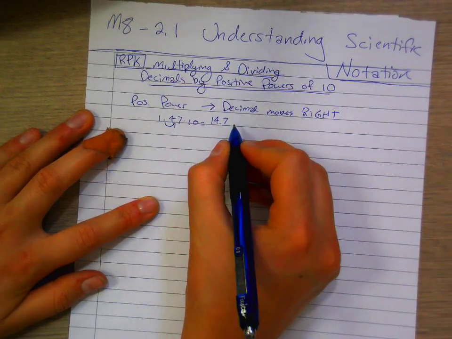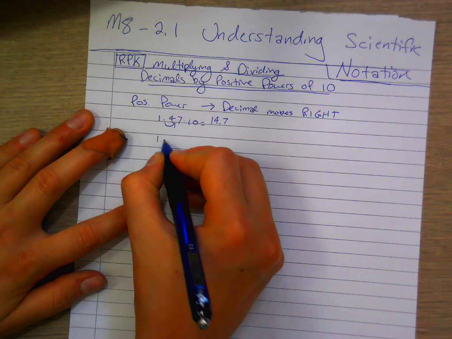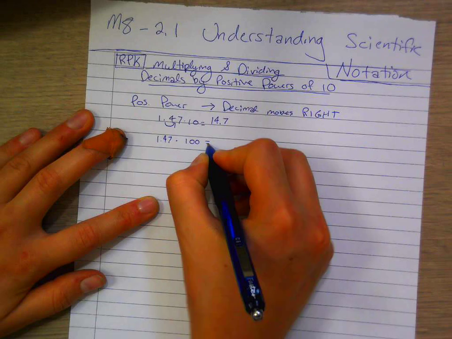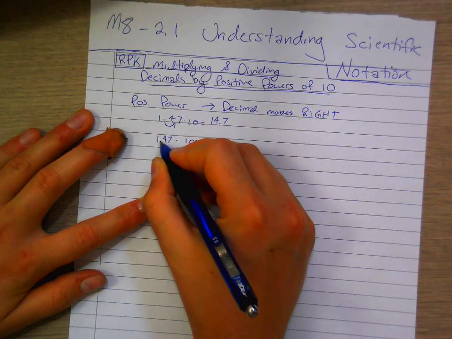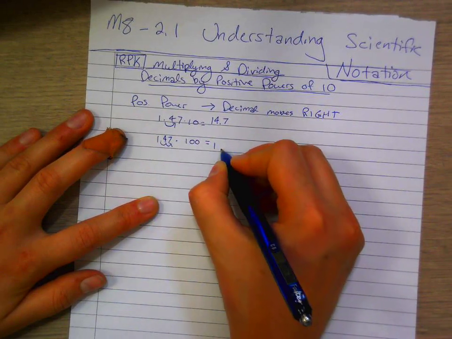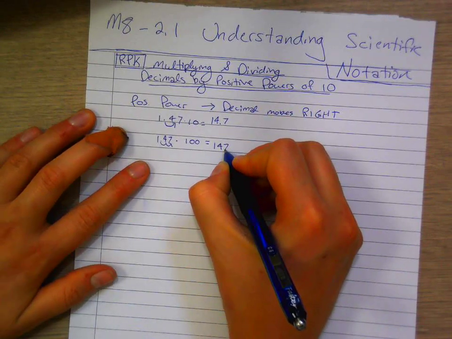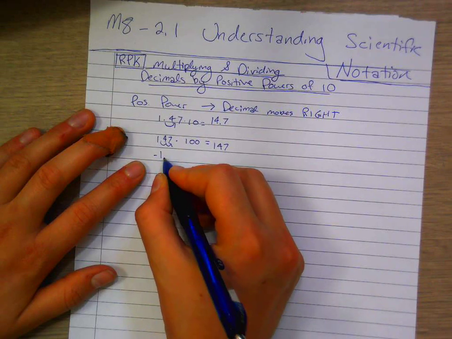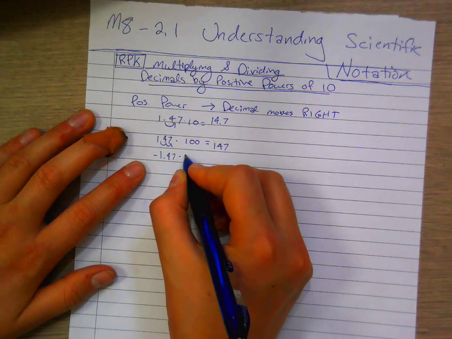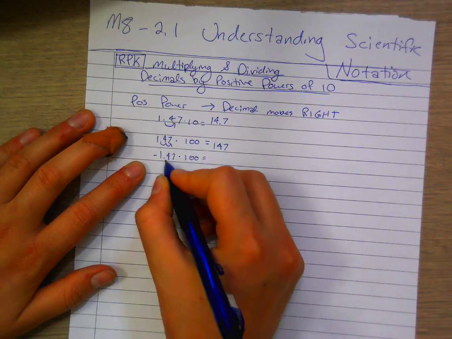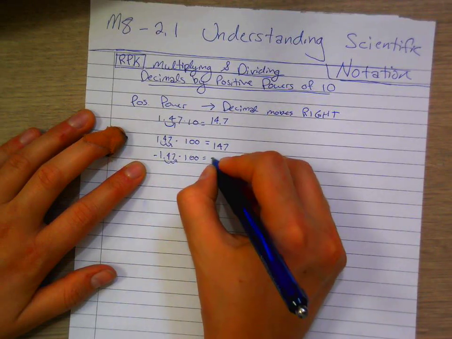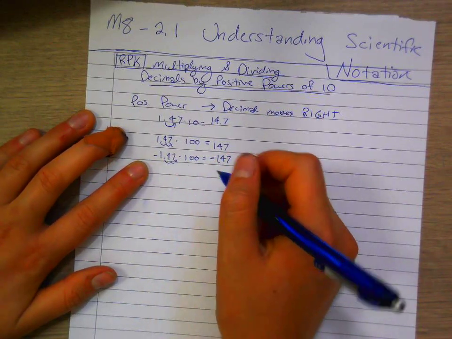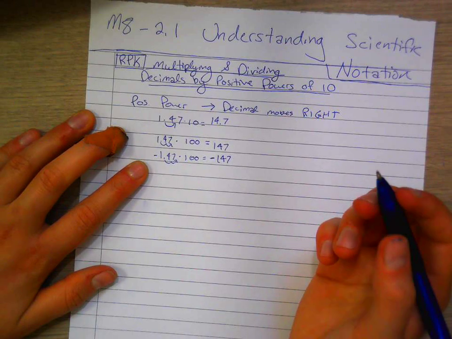Now, if we have 1.47 times 100, that's going to equal, we go over 1, 2, so we get 147. If we do even a negative number, but the power is not negative, negative 1.47 times 100, the decimal still moves over 2 to the right, so it still becomes 147, but in this case it's just negative.